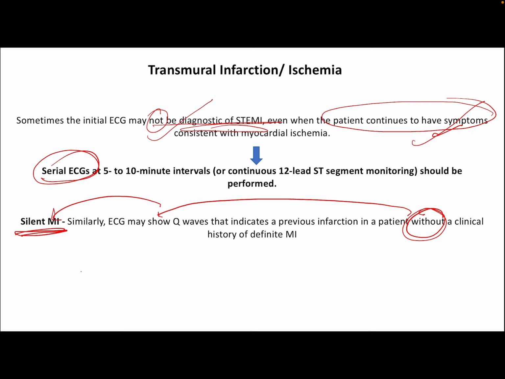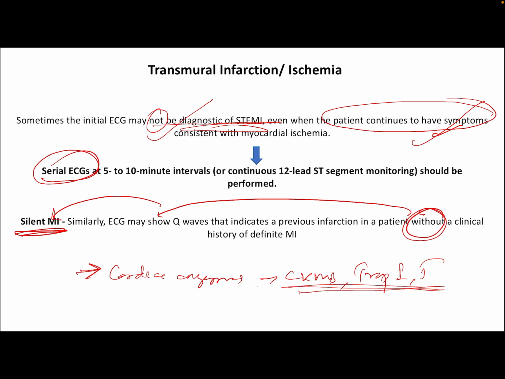So in such cases, we should go for cardiac enzymes also: CK-MB, troponin I, troponin T. These are generally done in ICUs, and if one of these comes out abnormal, we can rule in favor of MI. This has to be done serially. Initially it might not rise, so we have to go for serial cardiac enzyme testing. Thank you.